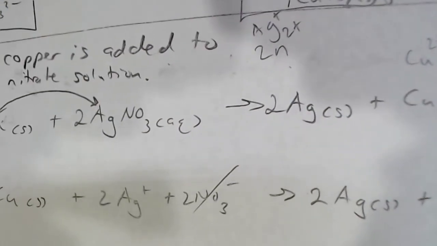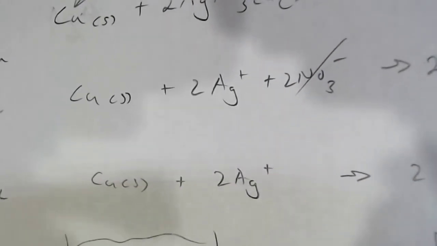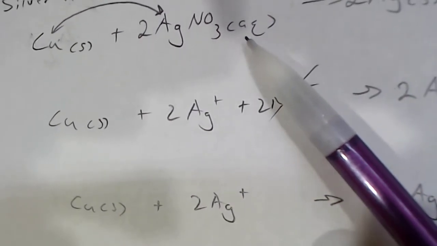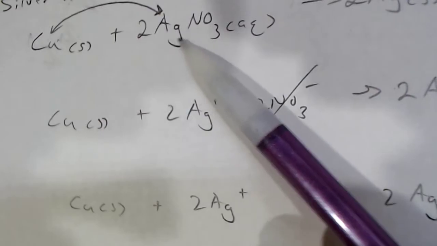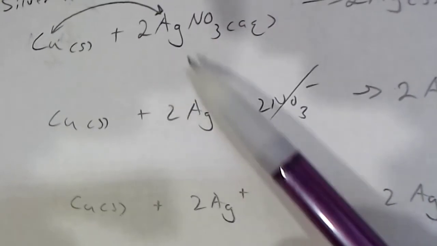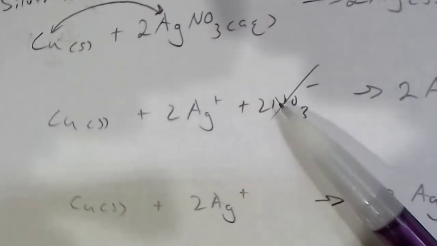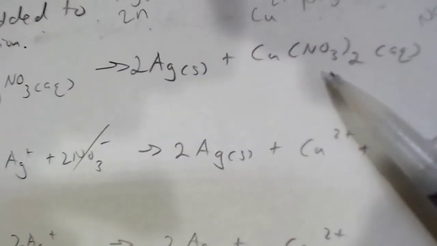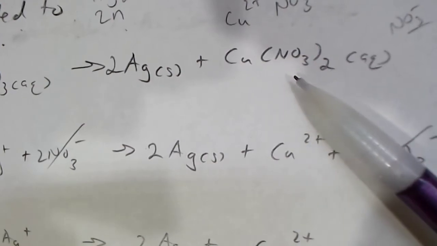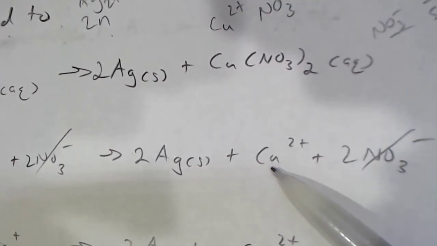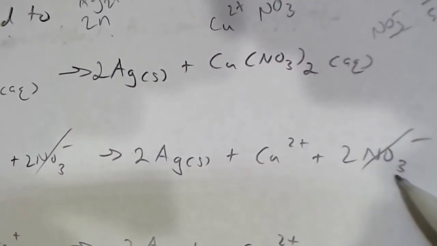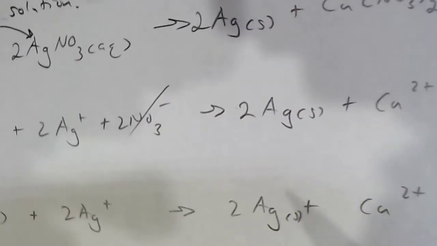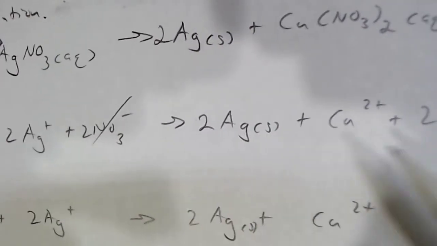Okay. Now, to get the complete ionic equation, we want to take anything that was aqueous and break it up into ions. So if we had 2 silver nitrates, then we would have 2 silver ions and 2 nitrate ions floating around separately in solution. And then we had aqueous copper nitrate, so that would mean we have a copper ion floating around and 2 nitrate ions floating around separately in solution. All right, and then what is not changing during this reaction? Just nitrate.